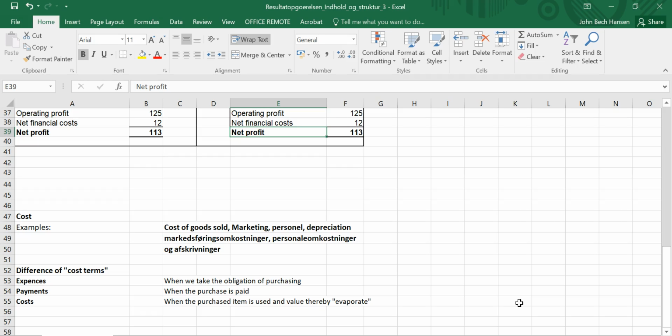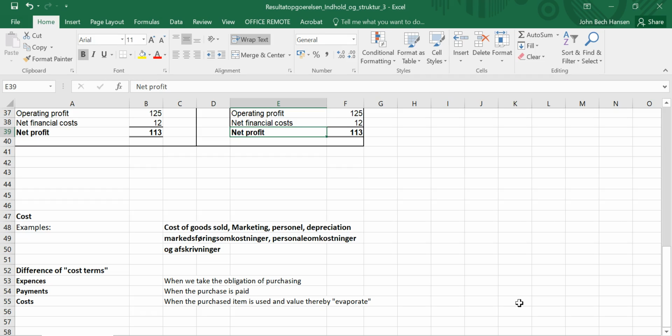And if I pay for rent, my shop is in the main street in the town, and I have rented premises, so I pay for the rent. Well, it's used when the month is ended. It's used, and I cannot call it back, so it's evaporated. I think it's a good word to say. It's gone. The value is gone.